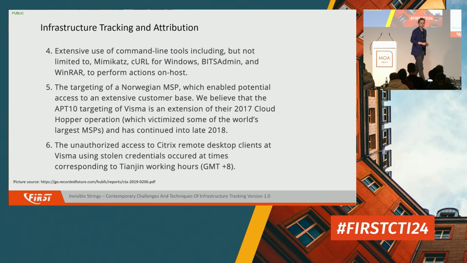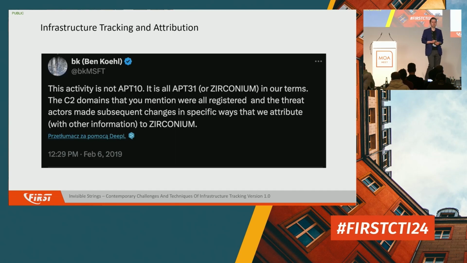But then a researcher from the Microsoft Threat Intelligence team came up on Twitter and said, hey, this is not actually APT10. This is APT31, or in the Microsoft taxonomy, Zirconium, before they changed the name some time ago. And this is because the C2 infrastructure mentioned in the report was actually registered in a way that they attribute to this Zirconium threat group.